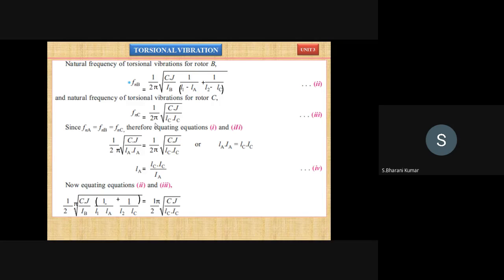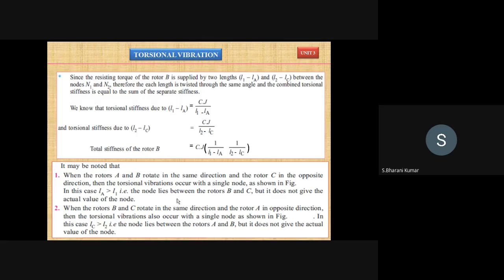And FNC is a general formula again. FNC is nothing but the frequency of C, equal to 1 by 2 pi square root of Cj divided by LC into IC. So LA is nothing but LC into IC divided by IA, this formula. These are also general formulas, and put together we use all the formulas for node problems.